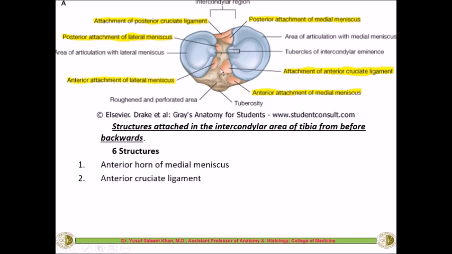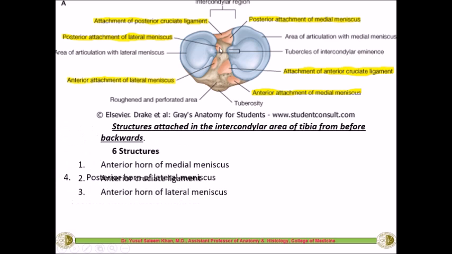We will talk about the cruciate ligaments, very important ligaments within the knee joint which help in the stability of the knee joint. Here will be the attachment of the second structure, the anterior cruciate ligament. Behind that will be the attachment for the anterior horn of the lateral meniscus. This is the lateral meniscus here, and here will be the attachment of its anterior horn.